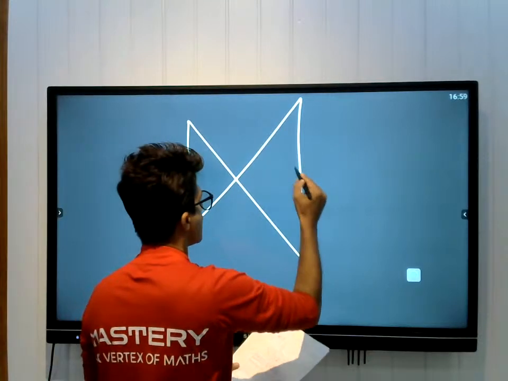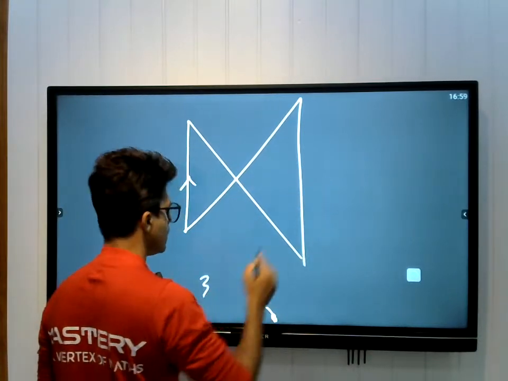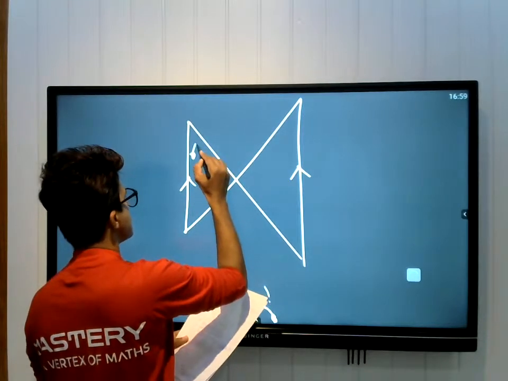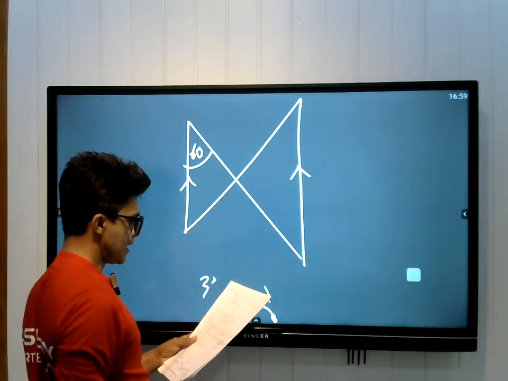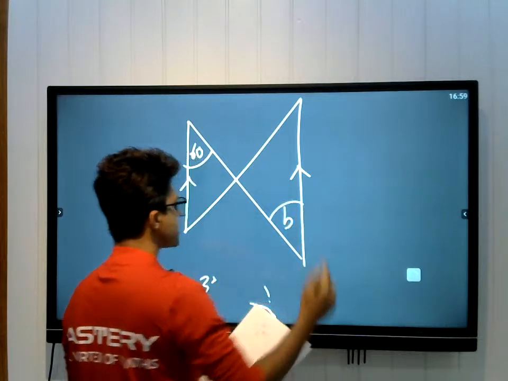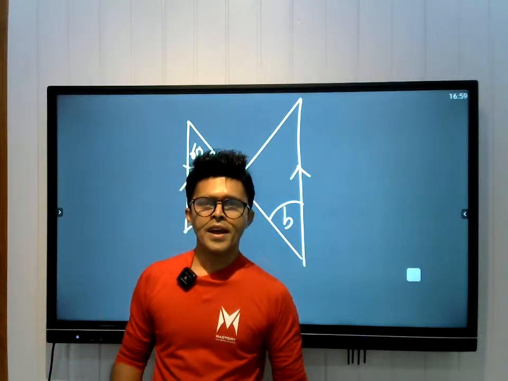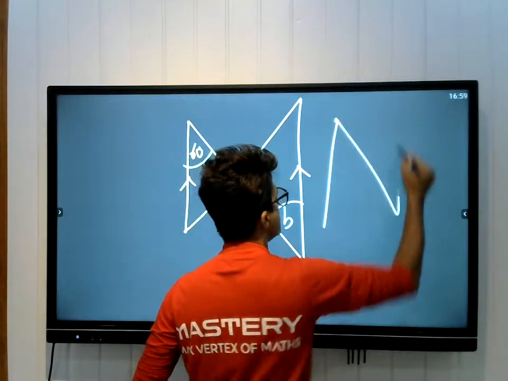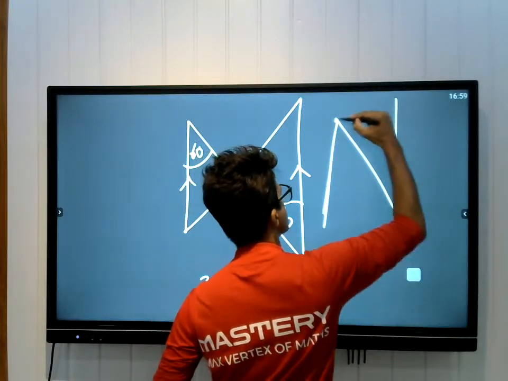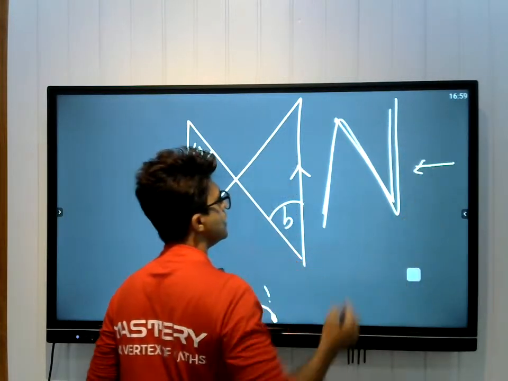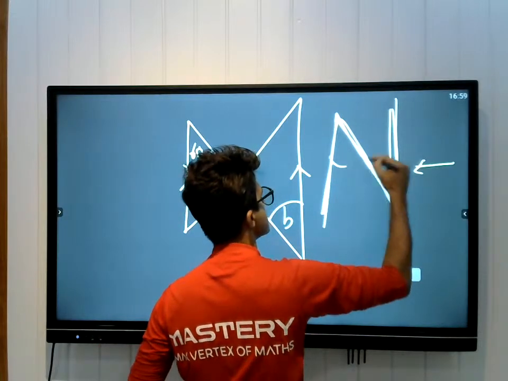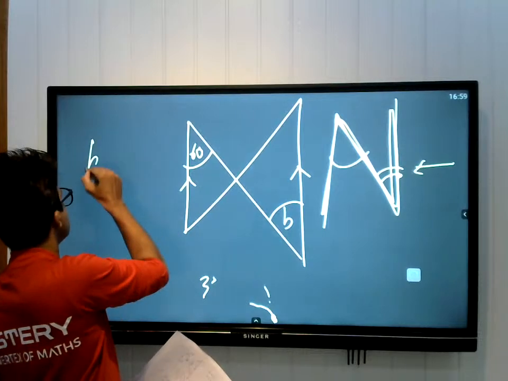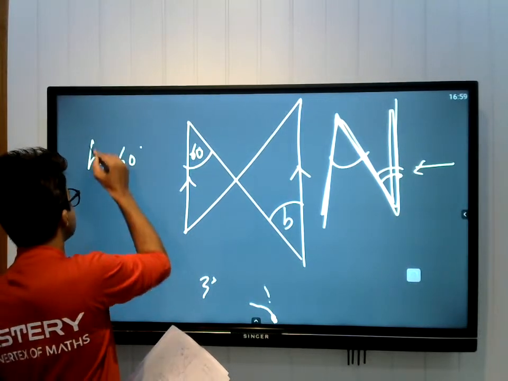This line is parallel to this line. It has been given that this is 60. First, let's get the value of B here. What is the value of B? C shape or Z shape. This angle equals this angle. These lines are parallel. Therefore, B equals 60 degrees.